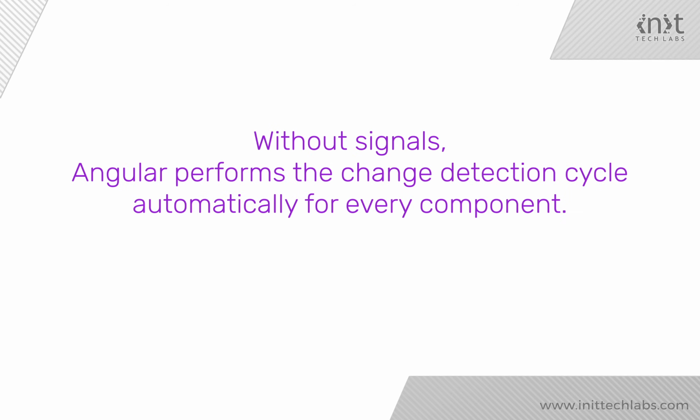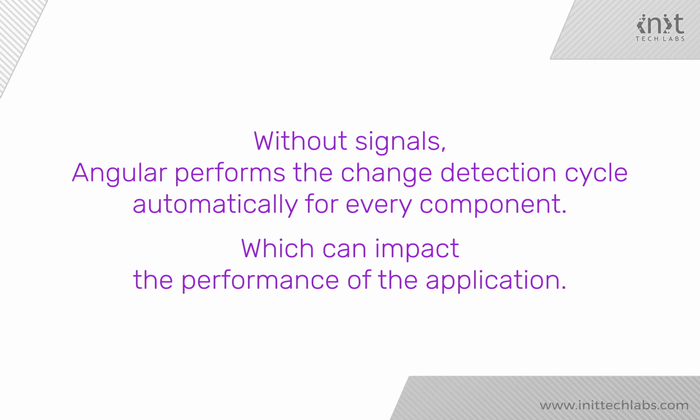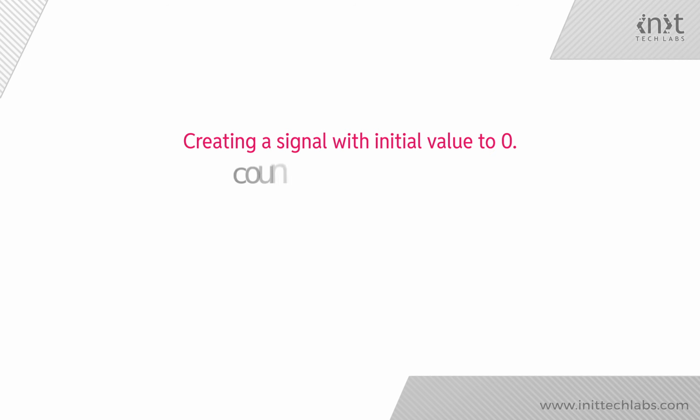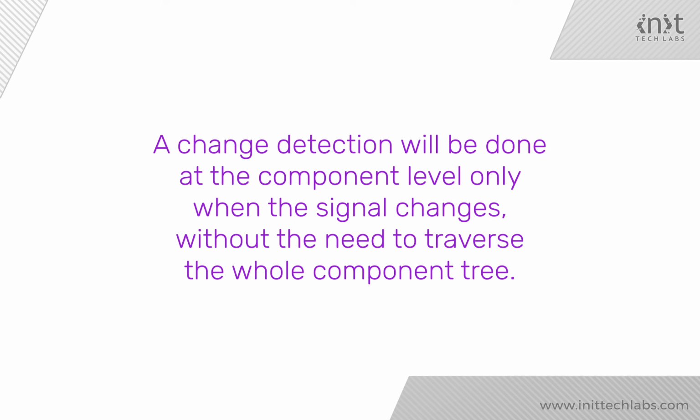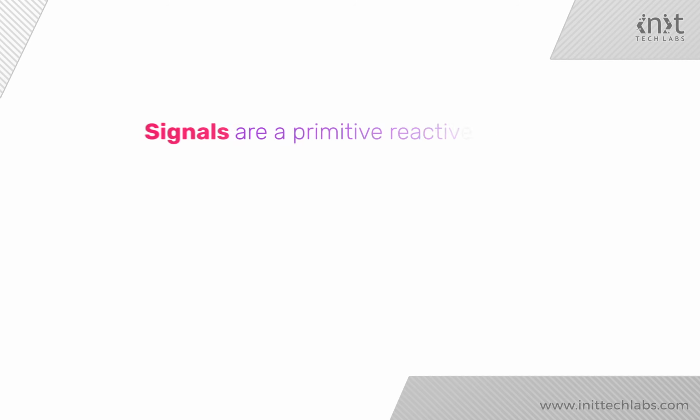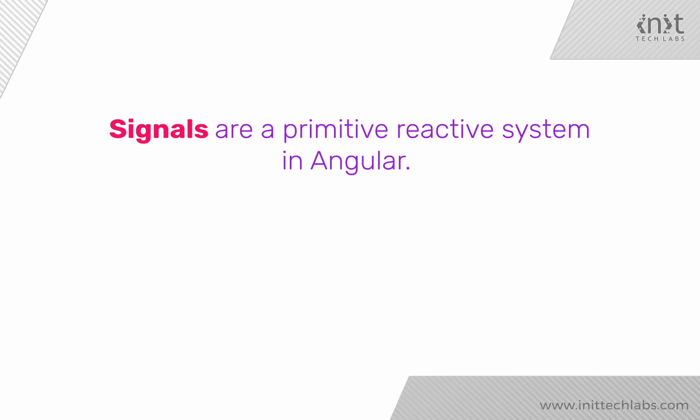Without signals, Angular performs the change detection cycle automatically for every component, which in the long run can impact the performance of the application. But with signals, we can perform the change detection synchronously just by calling the signal function. A change detection will be done at the component level only when the signal changes, without the need to traverse the whole component tree. Signals are a primitive reactive system in Angular.